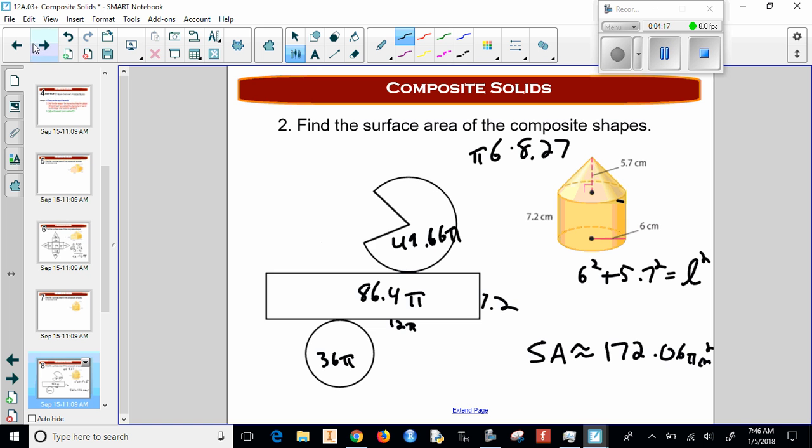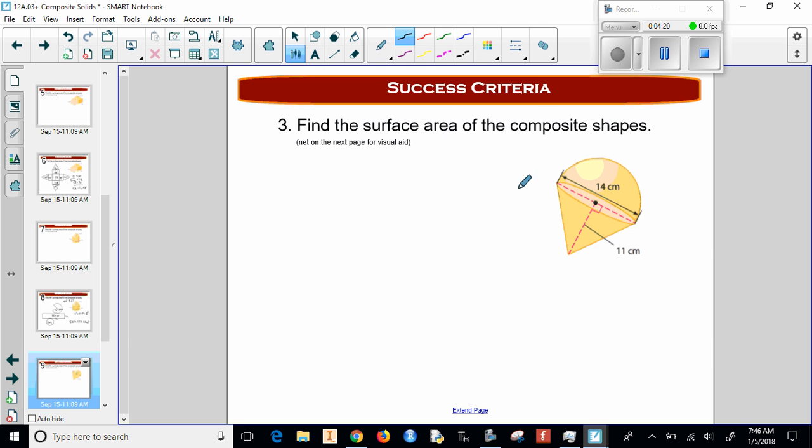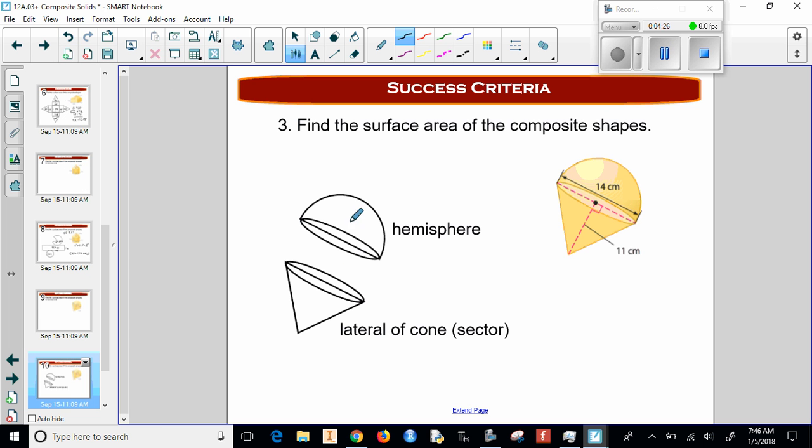All right, our last one we can do real quick. Here we have a hemisphere on top of a cone. So if I separate, it'll look like this. A hemisphere is 4 pi r squared for a full sphere divided by 2. That's going to be 2 pi r squared, and my r here is going to be 7. My lateral surface area is pi times r times L, which in this case, my r is 7.